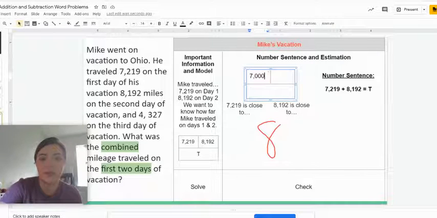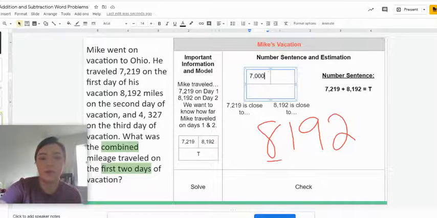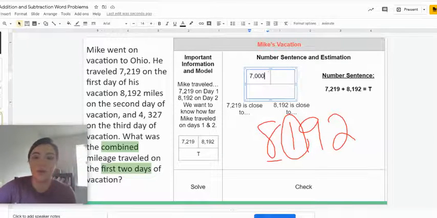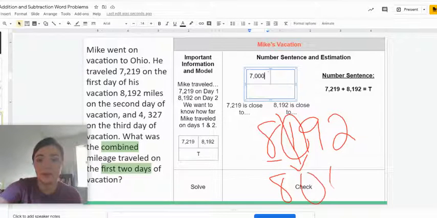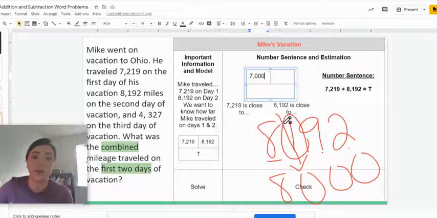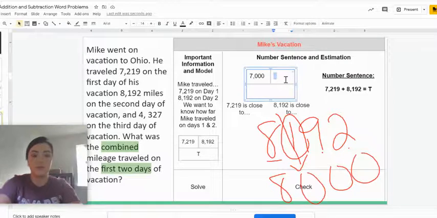So I have 8,192. I'm going to underline my highest place value. I'm going to circle the number next door. 1 is going to round down. So that tells me 8 is going to stay the same, and I'm going to have zeros all behind it. It does not matter what the other numbers are. We are only looking at the number 1. We only look right next door. 1 rounds down and it turns it into 8,000. So I'm going to write 8,000 right here.